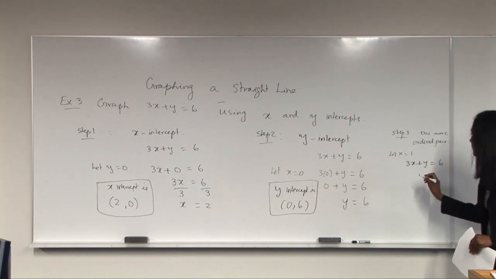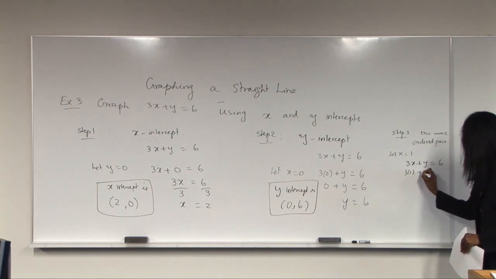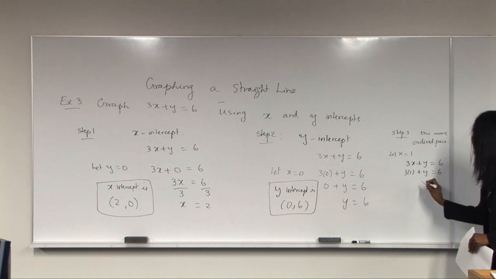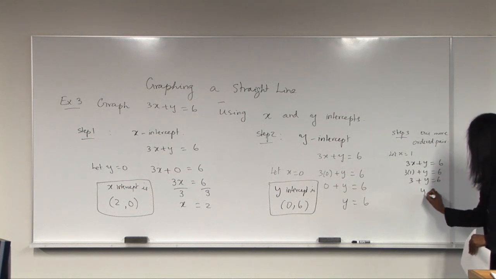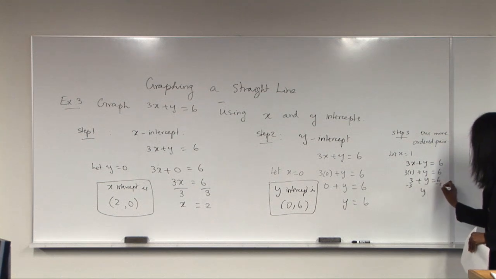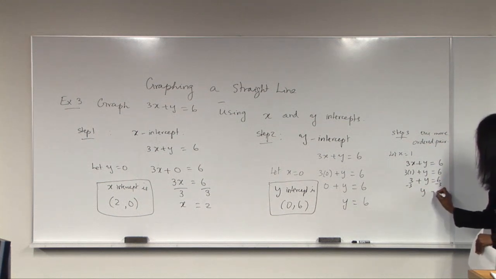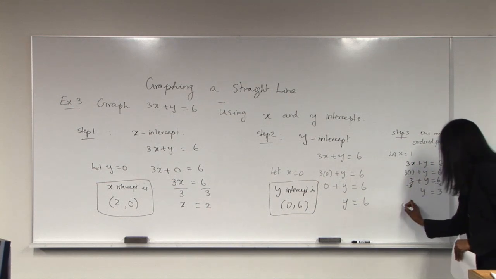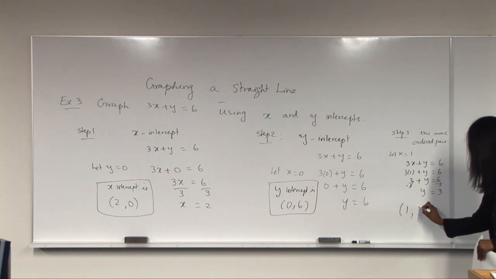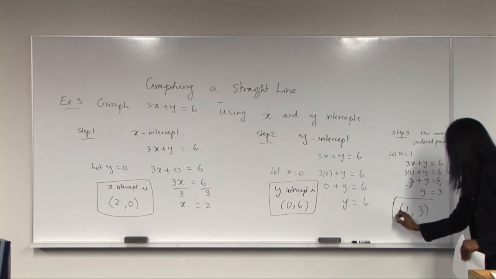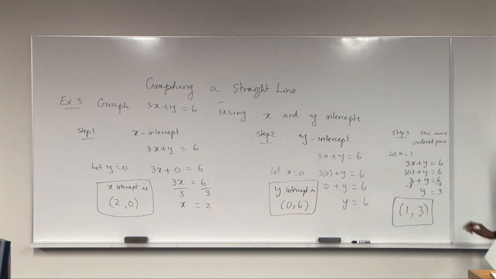So x is equal to 1. So 3 times 1 plus y is equal to 6. So 3 times 1 is 3. So you subtract 3 both sides. We are solving for y. Subtract 3 both sides, so you get 3. So when x is 1, your y is 3. So we found the third ordered pair. So we have 3 ordered pairs.